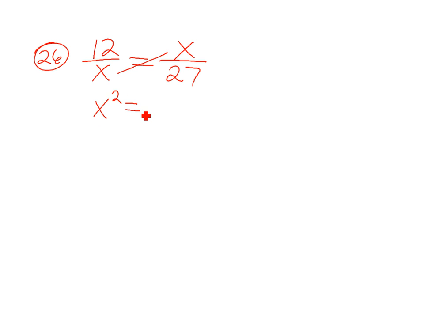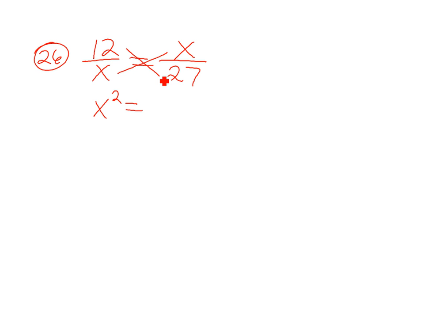Number 26. Problem 26 says find the geometric mean for 12 and 27. So we're going to set up this proportion. 12 goes here, 27 goes here. Our geometric mean goes here and here. We just use x normally. X times x is x squared. 12 times 27, grab your calculator.